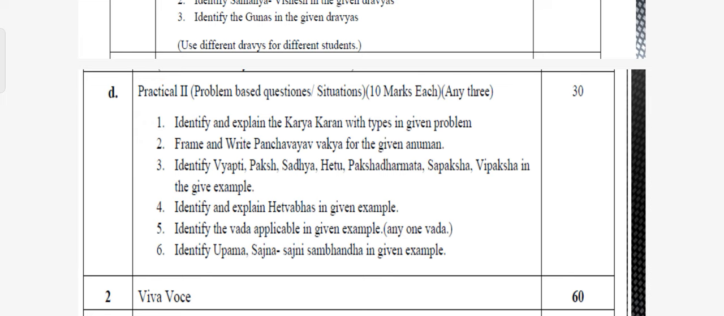Identify and explain Hetvabhasa in the given example. Identify the Vada applicable in a given example. And the last one being identify Upamana, Sanjna Sanjni Sambandha in the given example. So any of the 3 can come, not all the 6. Depending on the batch, the questions might vary, or anything might come depending on the external and the internal you are having.